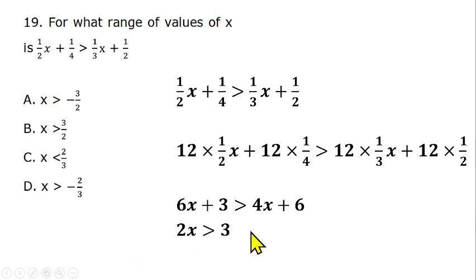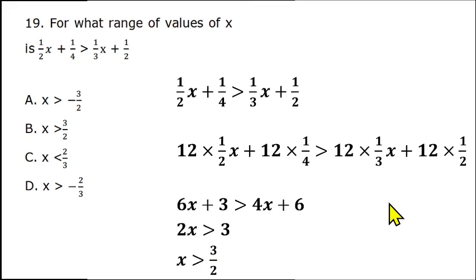Then collect like terms: 6x minus 4x gives us 2x, greater than 6 minus 3, which gives us 3. Divide both sides by 2, that gives us x is greater than 3 over 2. So option B is the correct option for question number 19.